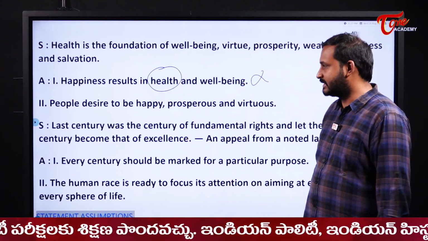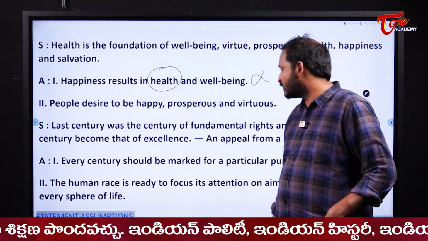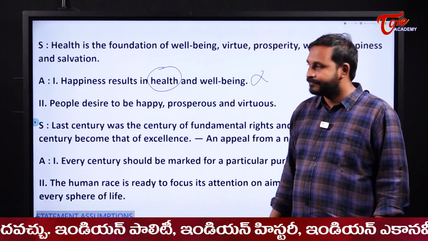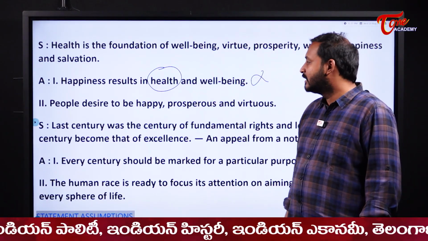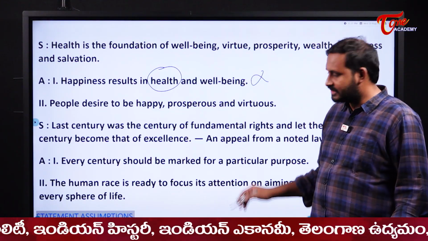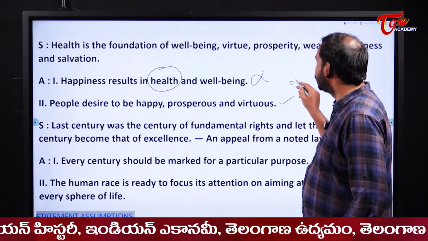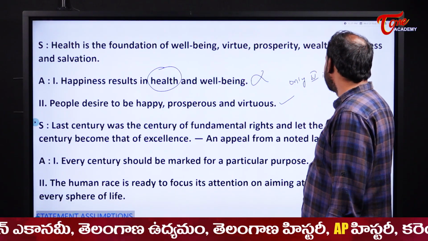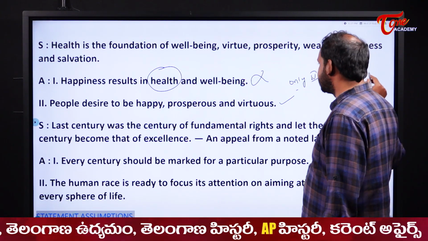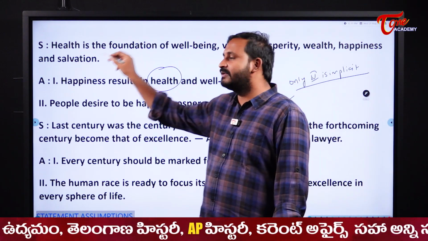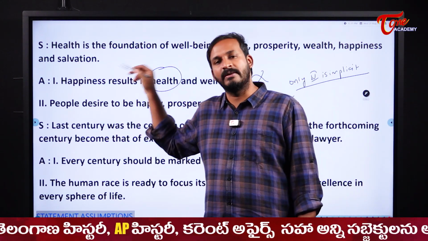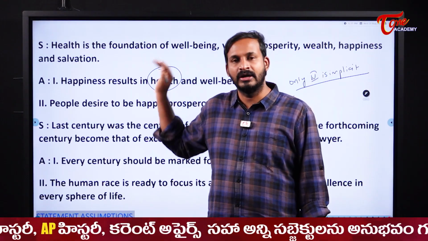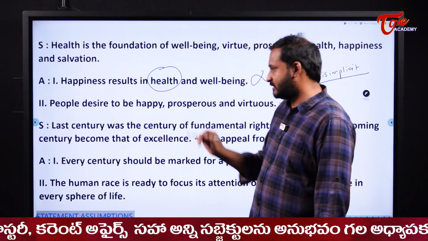So that is false. Next, people desire to be happy, prosperous and virtuous. Yes, people desire to be happy, prosperous and virtuous. Yes, that is implicit. So here only the second one is implicit. First one is not implicit. Why? Because of health we will get happiness, not because of happiness we will get health, according to the statement.